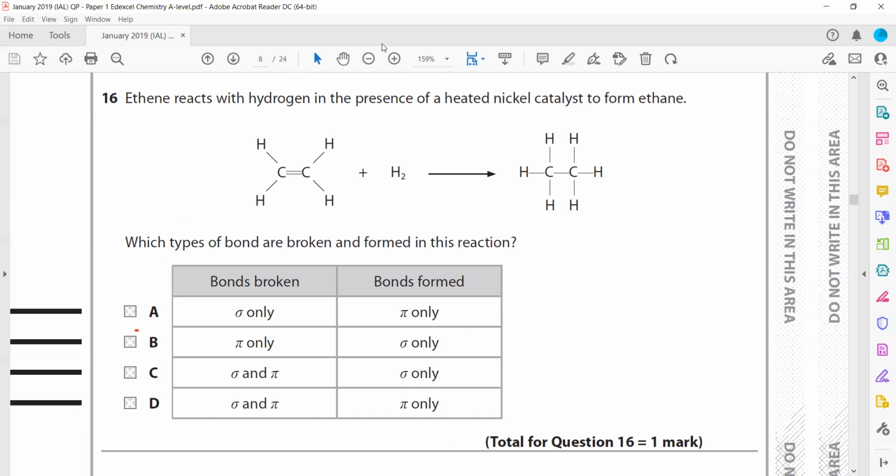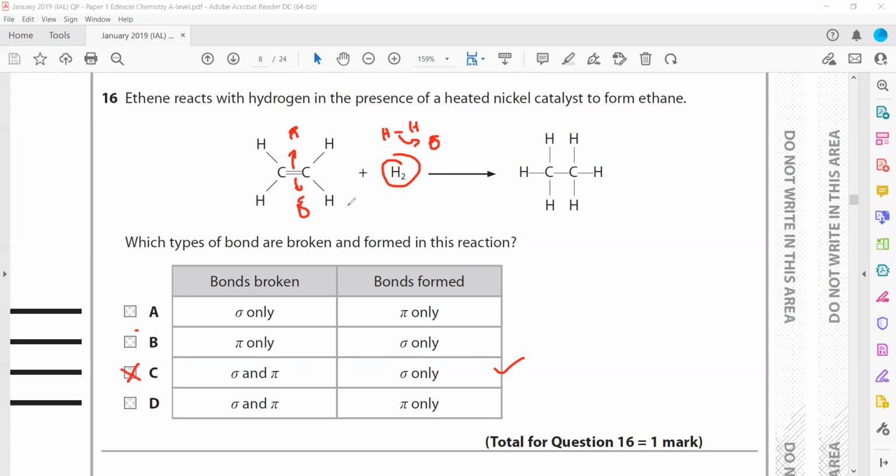So which type of bonds are broken? But we have to check this because here the bond which is broken is having one sigma, one pi. So here the pi bond is broken, but there is also H2. H2 means hydrogen and hydrogen, so that will have a sigma bond. So it means the bonds broken will be sigma and pi, and the bond formed is only sigma.